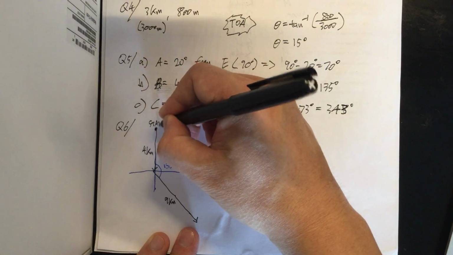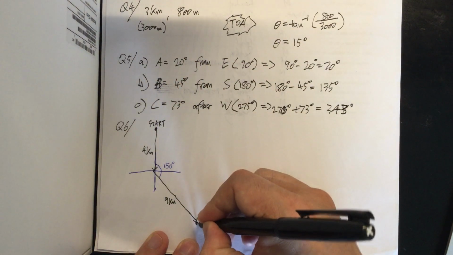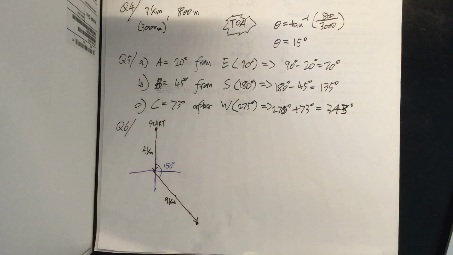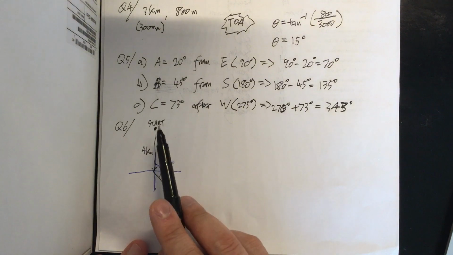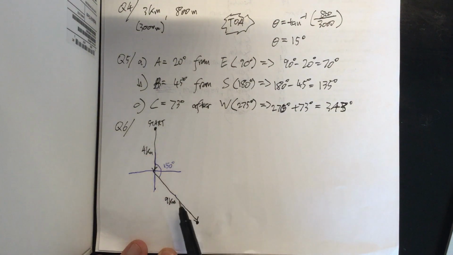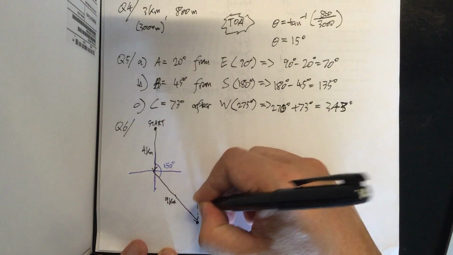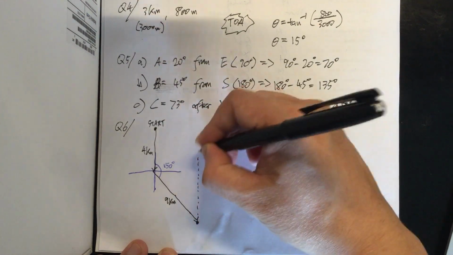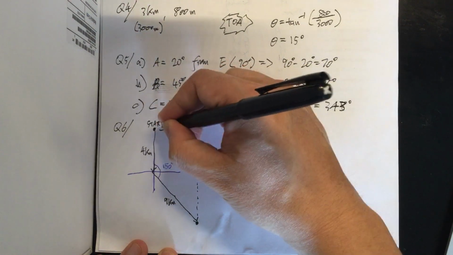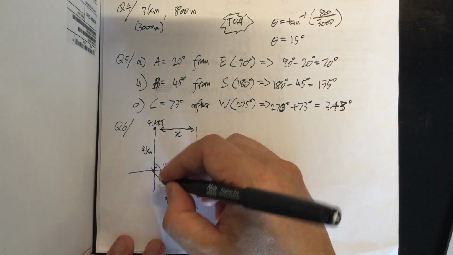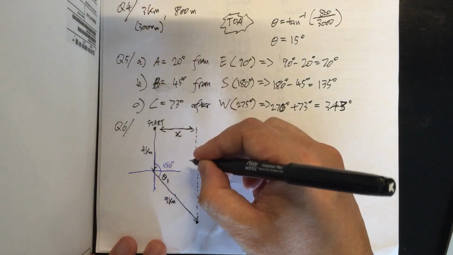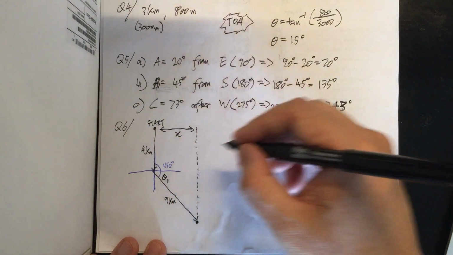Your ship currently is here. Find how far east of the starting point the ship is. It's basically asking how far that way the ship is. So you can draw a little line here, and we are looking for this line. How do we do this? We need to figure out theta 1 first. What is that angle?